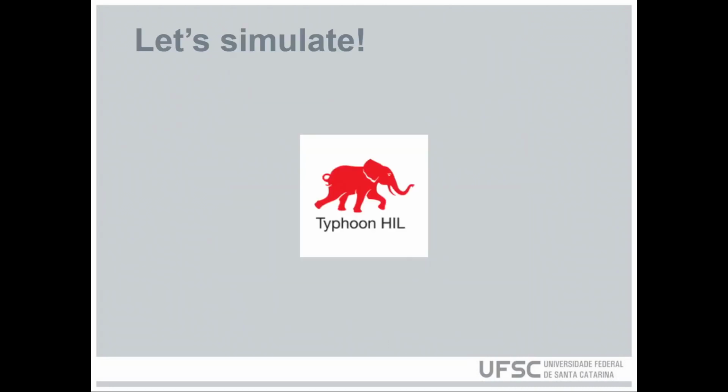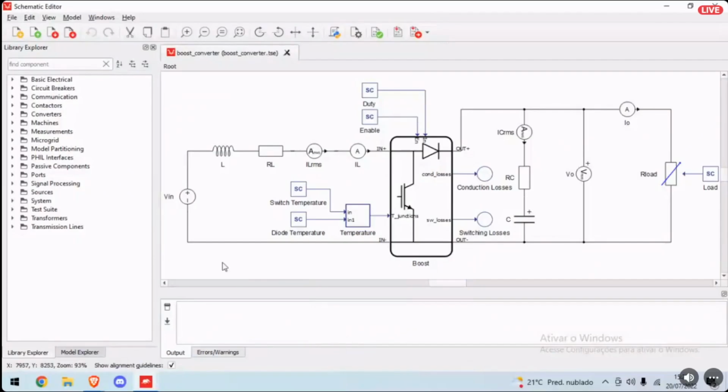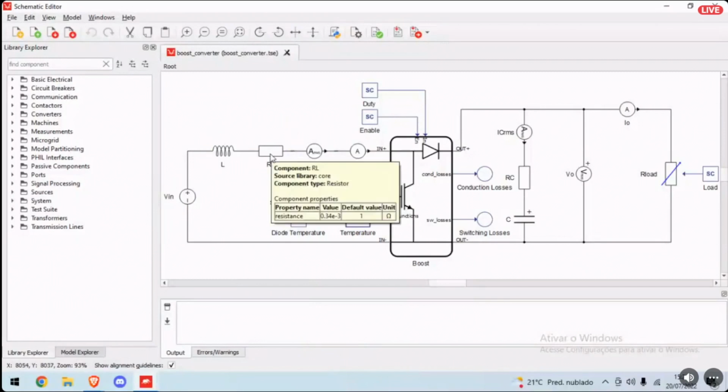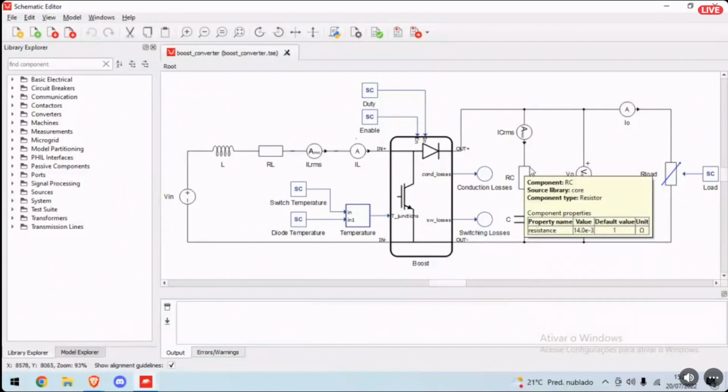So let's simulate. This is our schematic on Typhoon HIL. First, we have the voltage source. This is the inductor and the inductor load. We also have measurement devices here. We placed the capacitor and its resistance, as well as an ammeter to measure the current, so it's possible to calculate the loss.